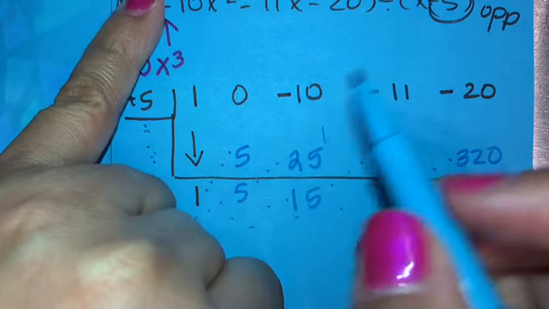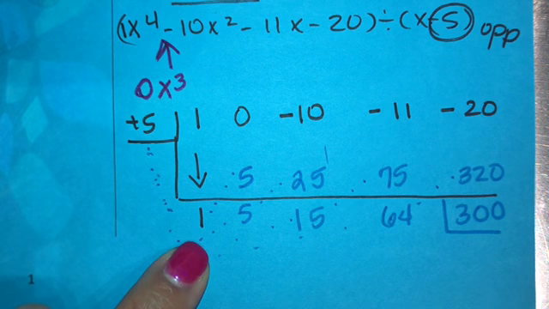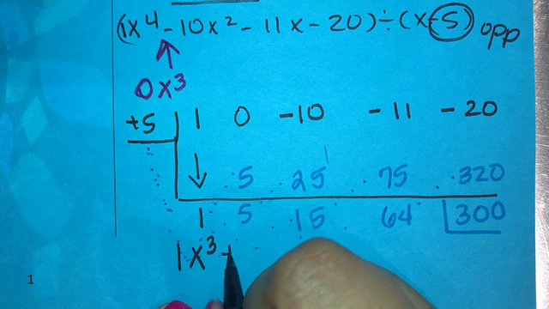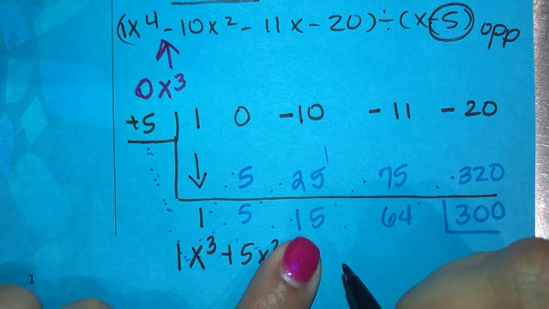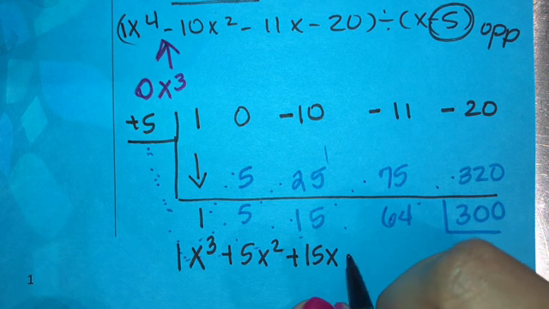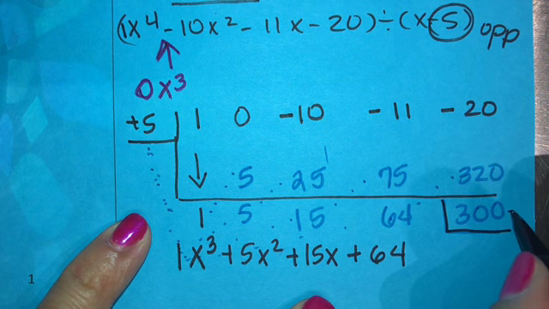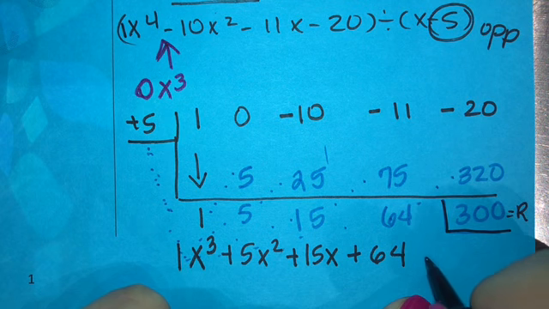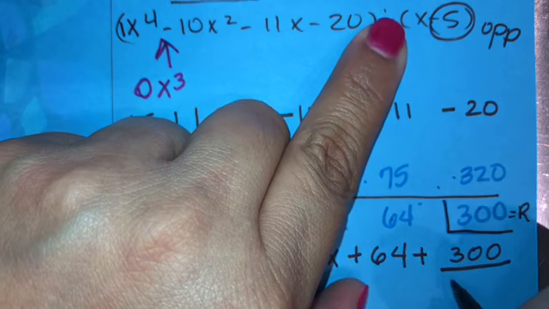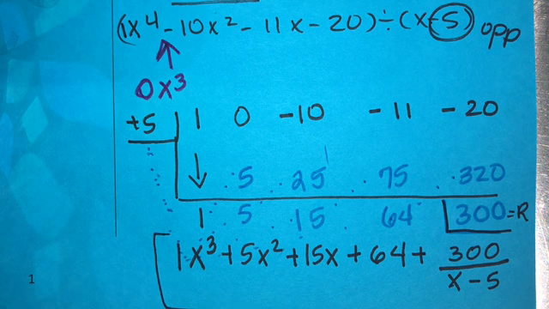So again, you started with x to the fourth right here. So you're going to make this x to the third. And then this is going to be x to the second. So it's positive 5x squared. This is x to the first power, positive 15x. And then this is a constant, plus 64. But remember, this right here is equals r for remainder. So you're going to say, and it's a positive 300. You got to make a fraction out of it, divided by the divisor, x minus 5. And this right here is your answer.